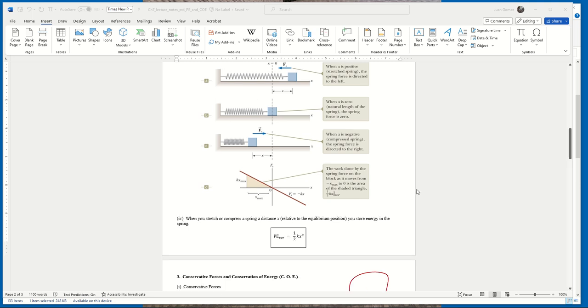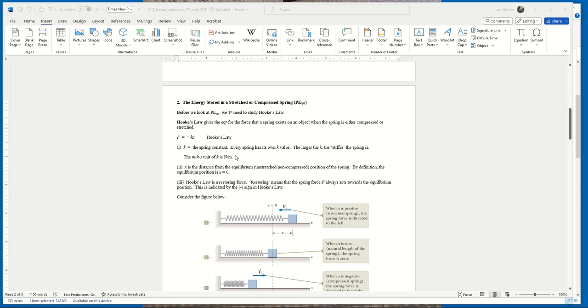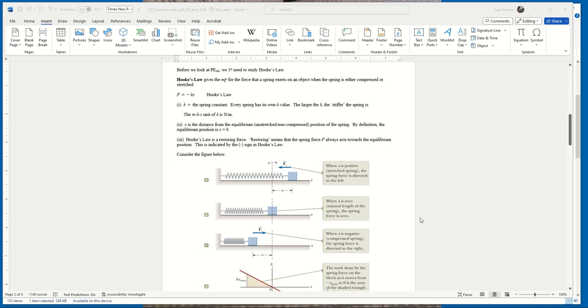So when you stretch or compress the spring a distance x, the energy stored in the spring, the PE spring, is equal to 1/2 kx squared. Remember, k is the spring constant. Every spring has its unique k value. The larger the k value, the stiffer, i.e. the less flexible the spring is. The MKS unit of k is a Newton per meter. And so Hooke's Law, the restoring force, F is equal to minus kx.